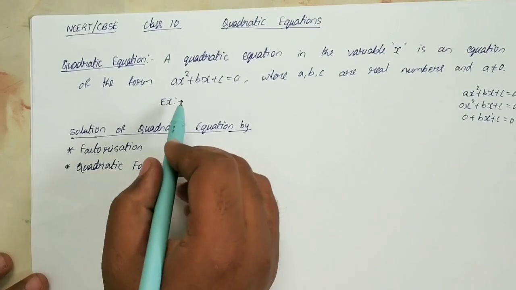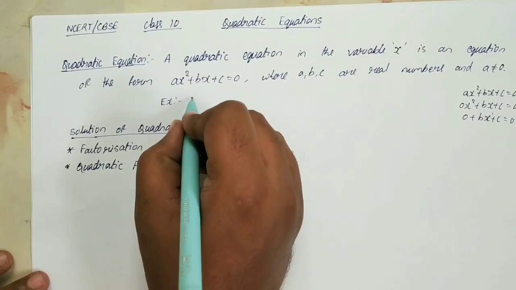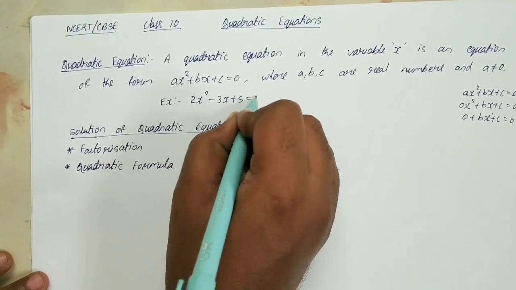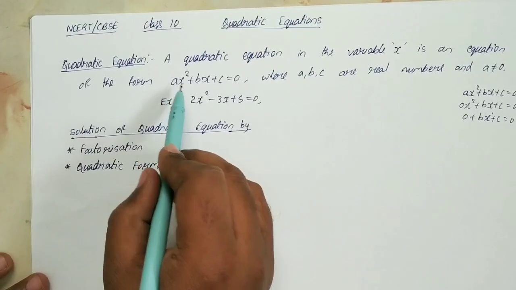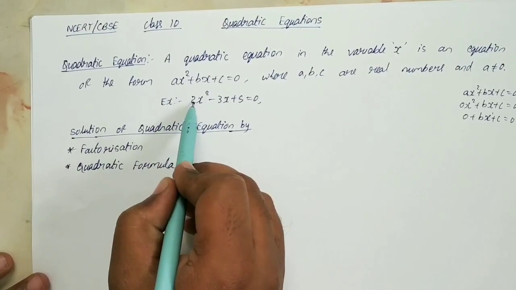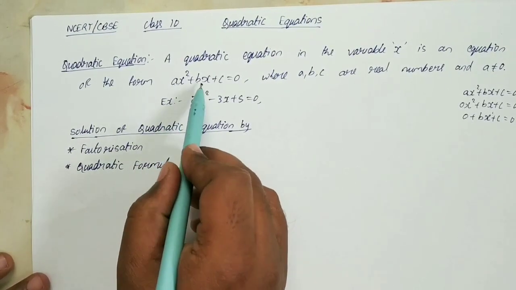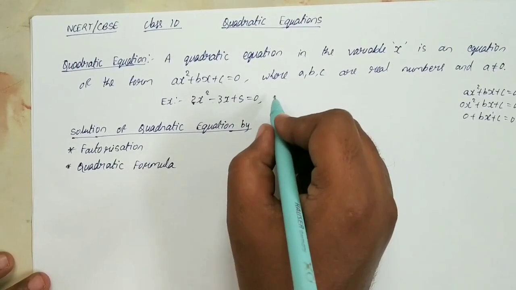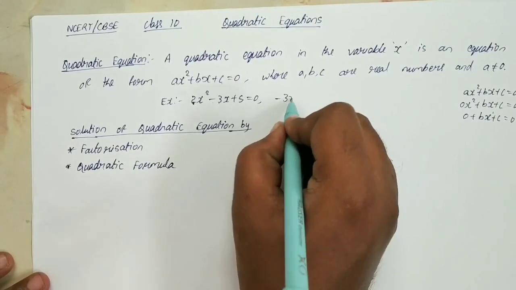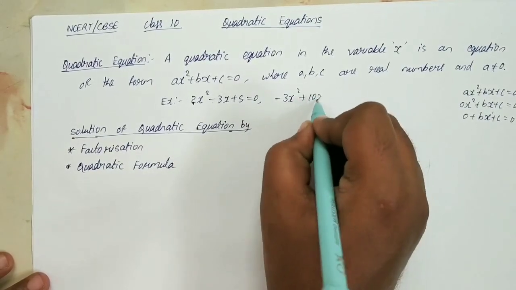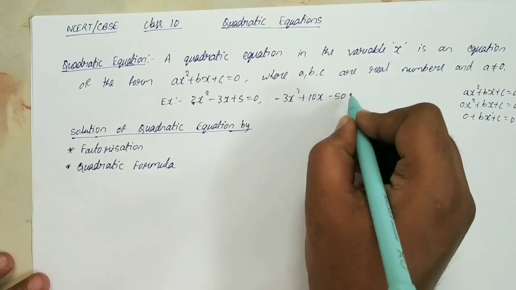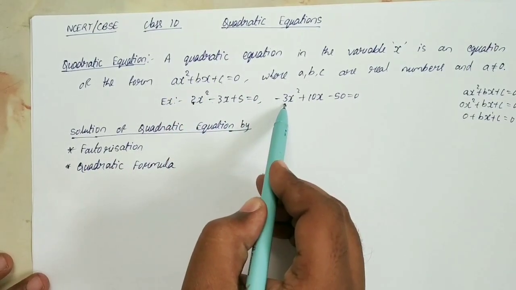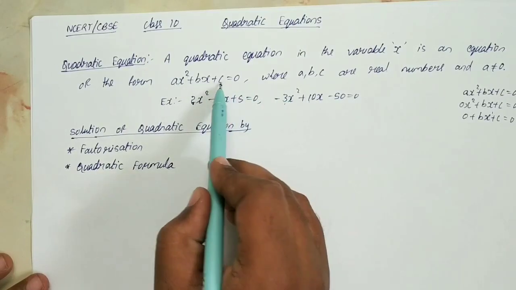Next, an example for a quadratic equation: let us take 2x square minus 3x plus 5 is equal to 0. Here the value of a is 2, right? In place of a we have 2, so the value of a is 2. Next, the value of b is minus 3 and the value of c is 5. Next we'll take one more example: minus 3x square plus 10x minus 50 is equal to 0. Here the value of a is minus 3, right? In place of a we have minus 3, in place of b we have 10, in place of c we have minus 50.